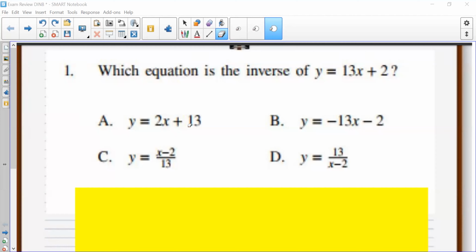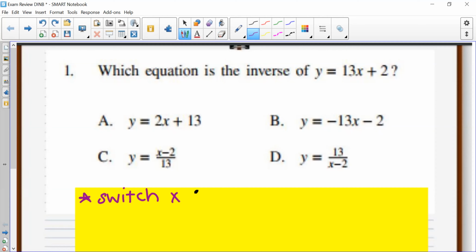So on the first problem, it's slide 2, it says which equation is the inverse of y equals 13x plus 2? So one thing I want you to do in that box is type a note about finding inverses. Okay, so to find the inverse, we switch x and y. That's to find the inverse. So remember, we found inverses in several units. We found inverses of different types of functions, and every time we switch x and y.